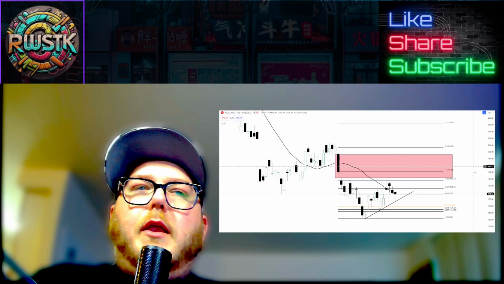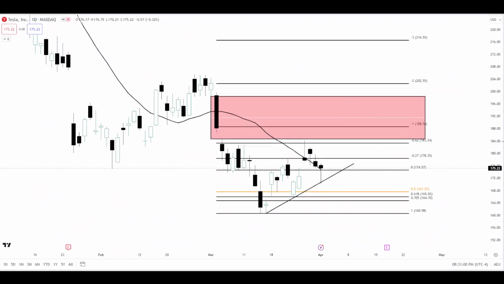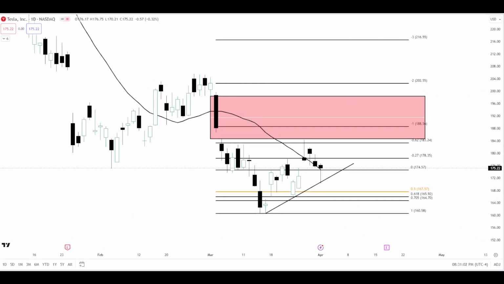So let's jump right into the charts here. We got Tesla's daily chart pulled up. And as you can see, we got a large fair value gap sitting above. For those of you who don't know what a fair value gap is, it's basically a 3-candle setup where we're looking at, in a bearish case, the wick low from one candle to the wick high of the third candle. And it's the gap in between. So we got a large daily fair value gap here.